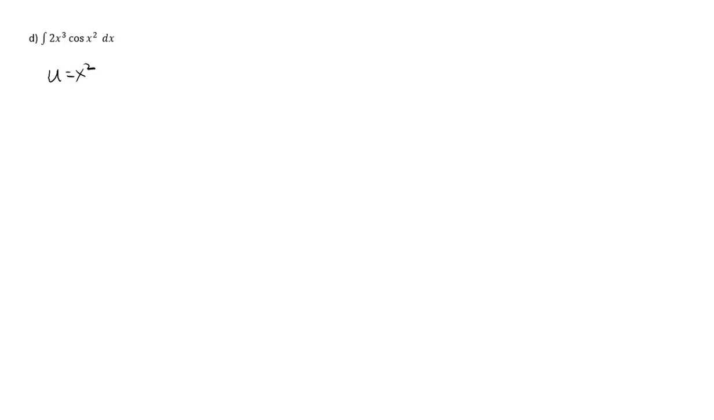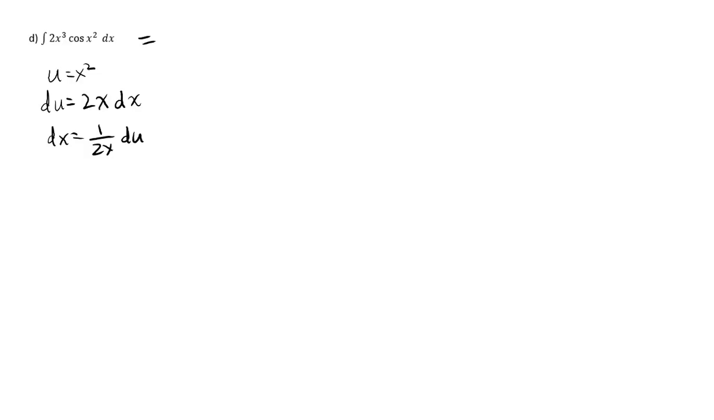Well, if you have a nested function like this, you definitely need a u-substitution. So let's try to do the u-substitution, and let's see what we should do afterwards, okay? So we have u equals x squared, and then du is equal to 2x times dx. And then we have dx equals 1 over 2x times du.